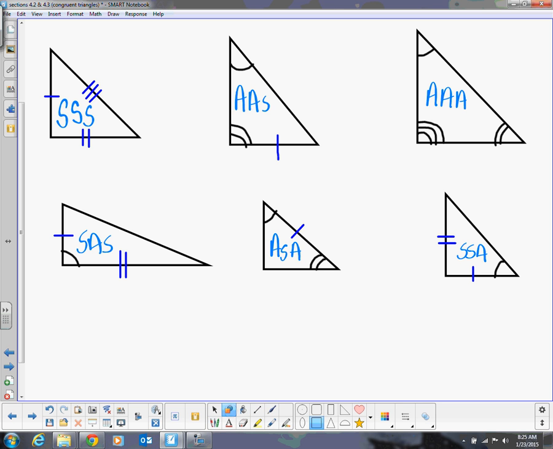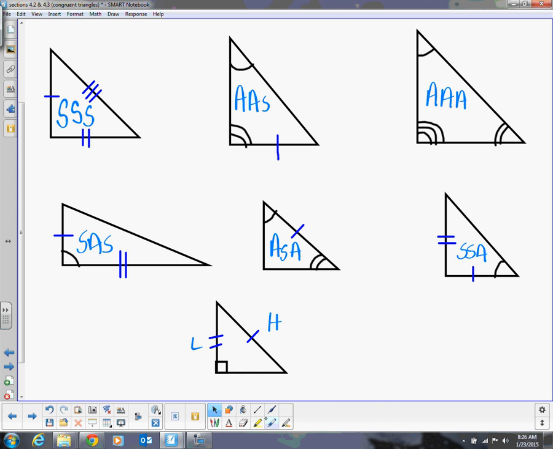We had another one that we just did, and that one had to have a right angle, and this was called hypotenuse leg. Now, the hypotenuse is always opposite the right angle, but you have 2 legs to choose from. It could have been this leg, or it could have been that leg. This is the hypotenuse, and this is also a leg.